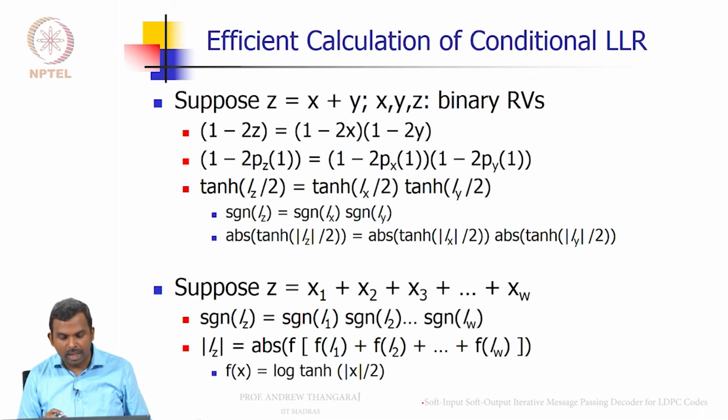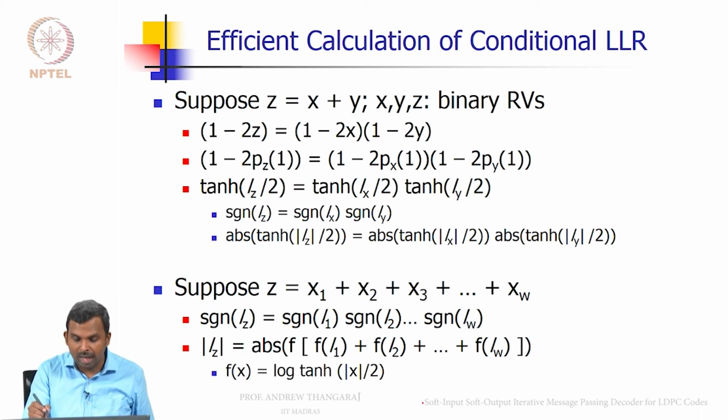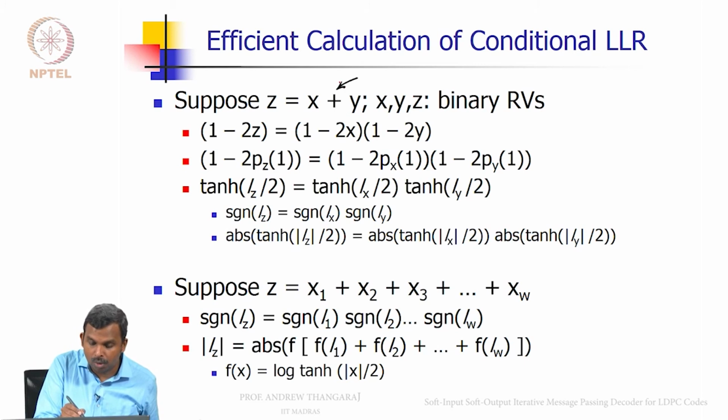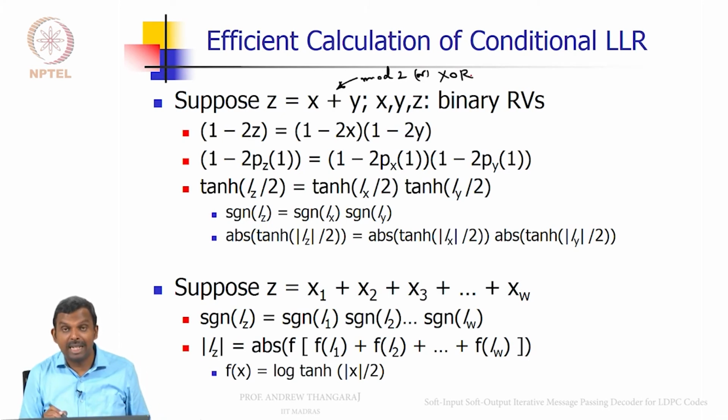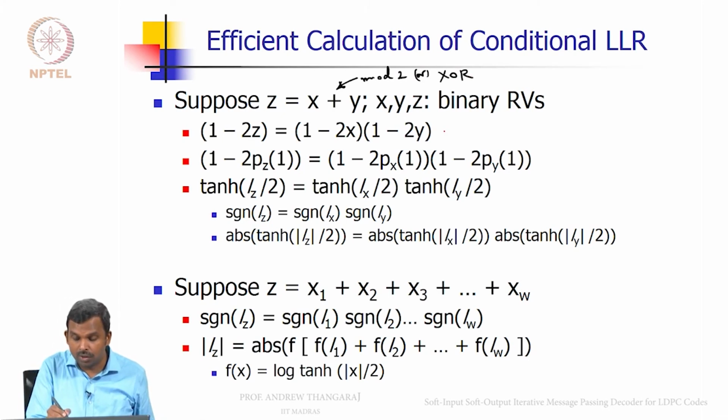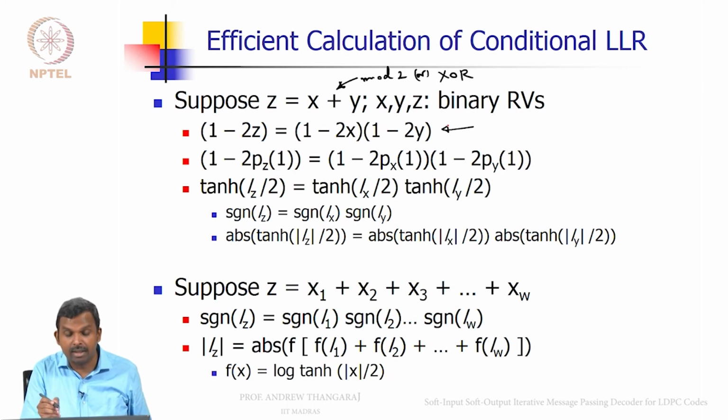So how do you calculate this? We have seen this before, so I am going to go through this really fast without spending too much time on it. We saw that if you have two binary random variables x, y, with modulo 2 addition, and z is x plus y, then this is true: 1 minus 2z is 1 minus 2x into 1 minus 2y. This is the same as XOR.